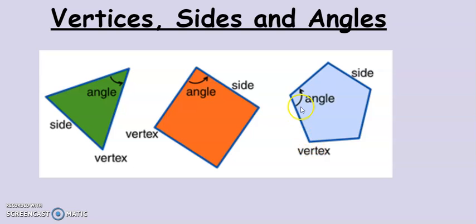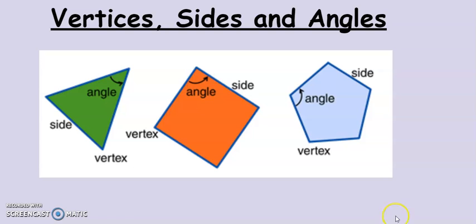Let's count the sides. 1, 2, 3, 4, 5. 5 sides. Oh, I think I know its name. Let's count the vertices. 1, 2, 3, 4, 5. 5 sides, 5 vertices. Let's count the angles. You know how many there's going to be. 1, 2, 3, 4, and 5. 5 sides, 5 vertices, 5 angles. That must be, you're right, it's a pentagon. So in a polygon, it's going to have always the same number of sides, angles, and vertices.